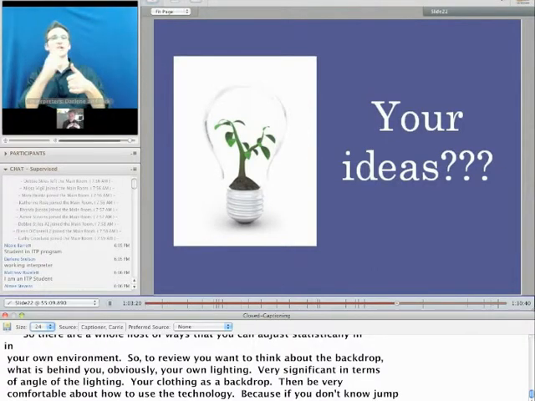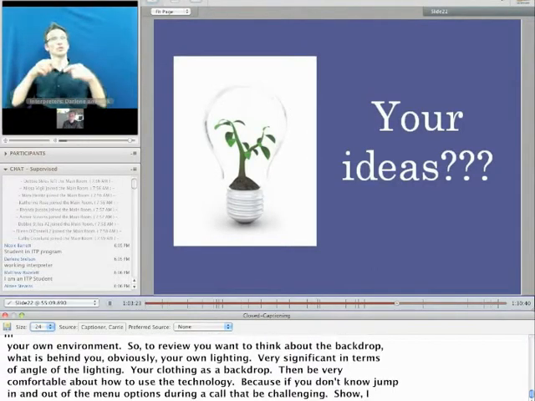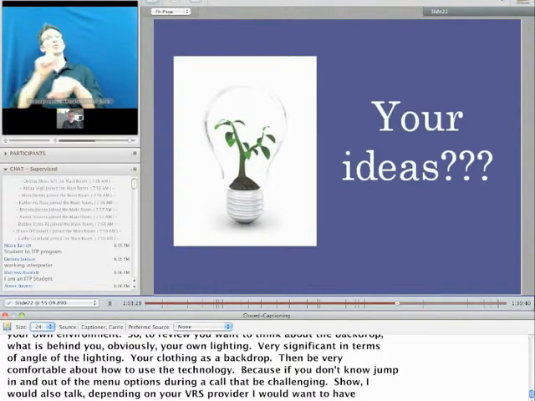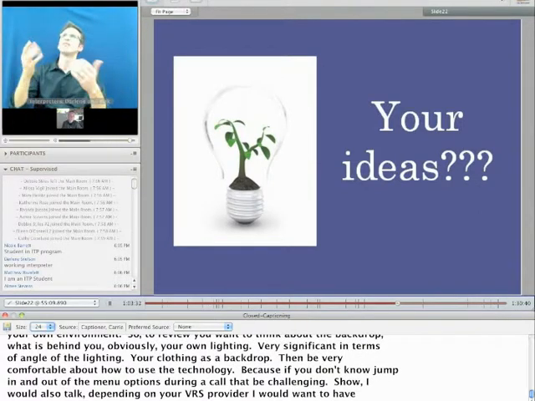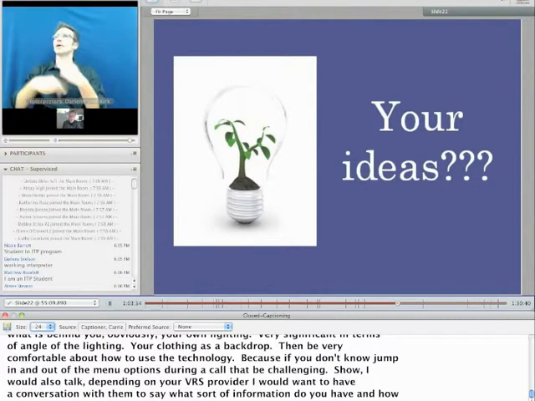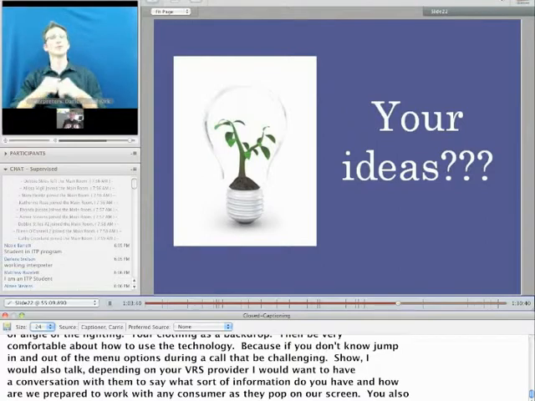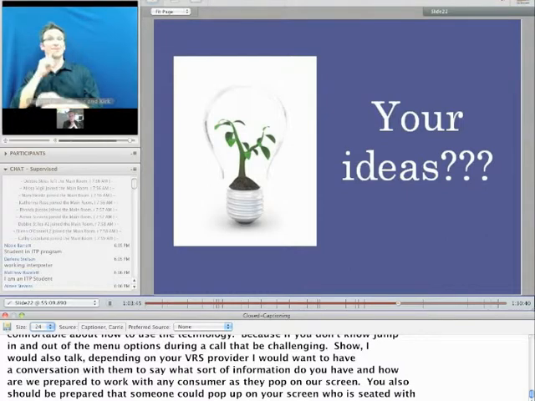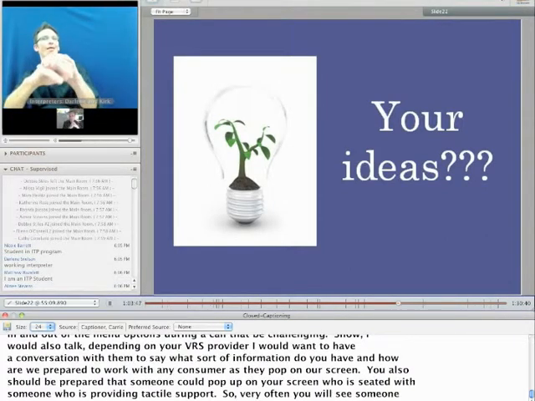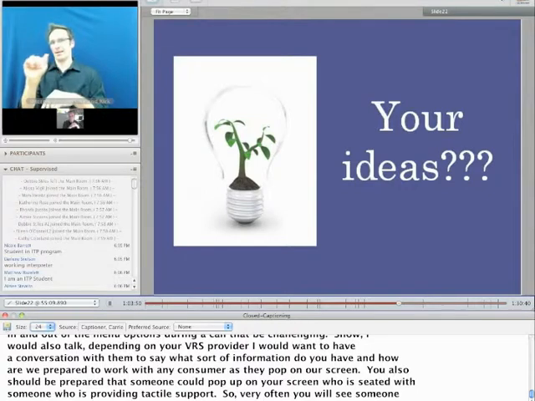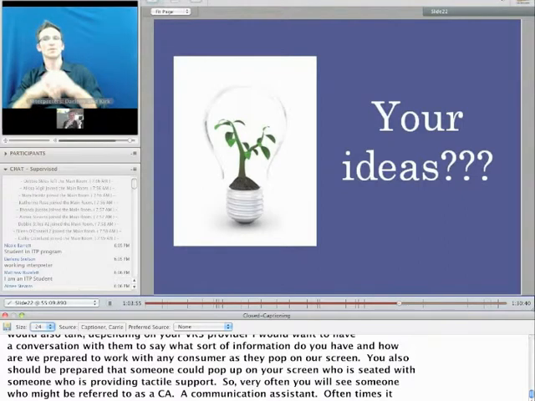Depending on your VRS provider, I would also want to have a conversation with them to say, what sort of information do you have, and how are we prepared to work with any consumer as they pop on our screen? You also should be prepared that someone could pop up on your screen who is seated with someone who is providing tactile support. Very often you'll see someone who might be referred to as a CA, a communication assistant, oftentimes referred to that, often more on the West Coast, or someone who's using what's referred to as an SSP, a support service provider.